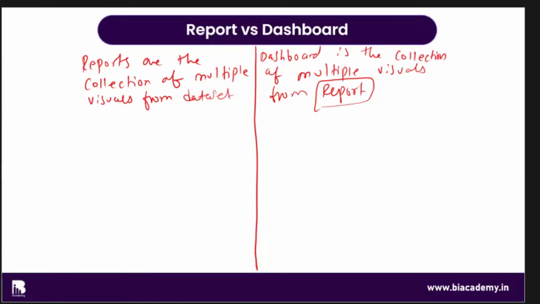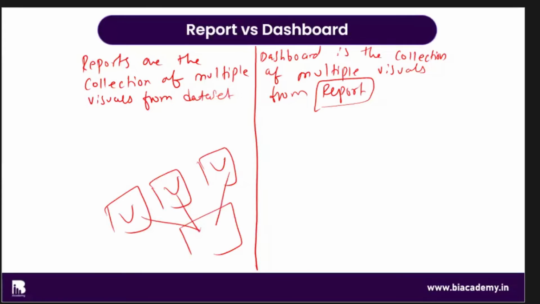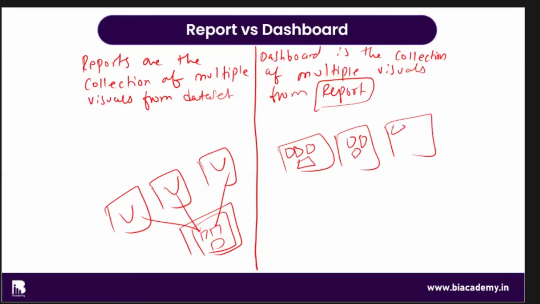Like in Tableau, we have one page for one visual, a second page for the second visual, a third page for the third visual, and at the end of the day, we combine all the visuals into one dashboard like this. It is available in Tableau, but in Power BI, we have one page where we can add multiple visuals. Second page, again multiple visuals. Third page, again multiple visuals. You can create unlimited pages. There is no limit to it.